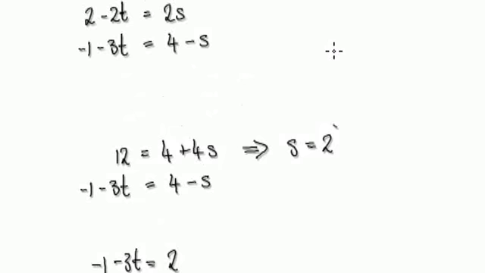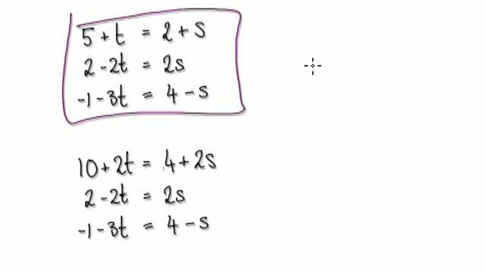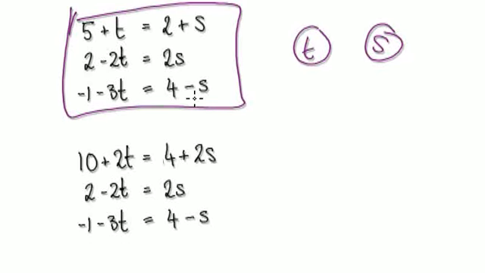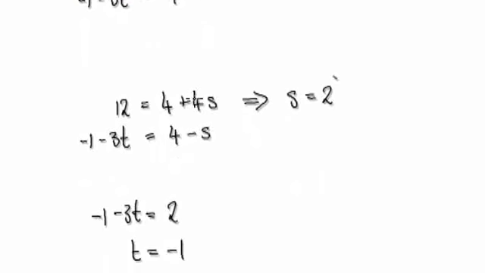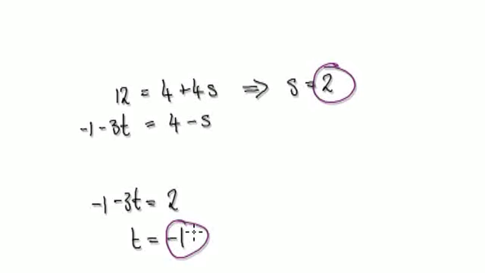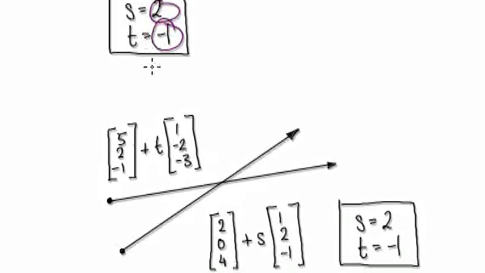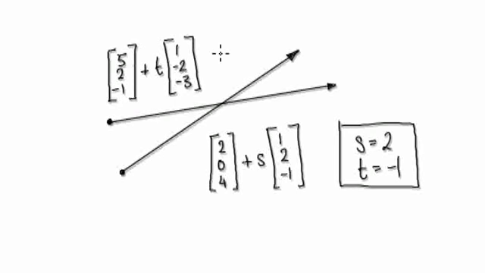So, do whichever method you want. From here, you're just looking for values of T and S in such a way that all three equations will be satisfied. It turns out that S equals 2, T equals -1. So what that means is this. It turns out that what it means is this.